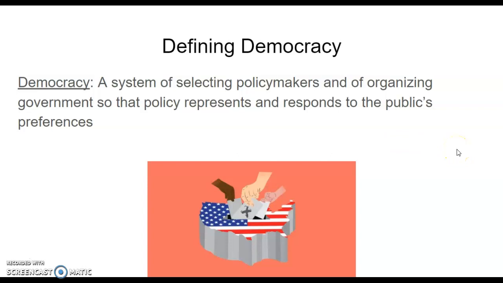Okay, so first of all, we need to define what a democracy is. According to your textbook, it is a system of selecting policymakers and of organizing government so that policy represents and responds to the public's preferences. And in our case, we select other people to make these decisions for us because we don't have a true democracy, we have a representative democracy.